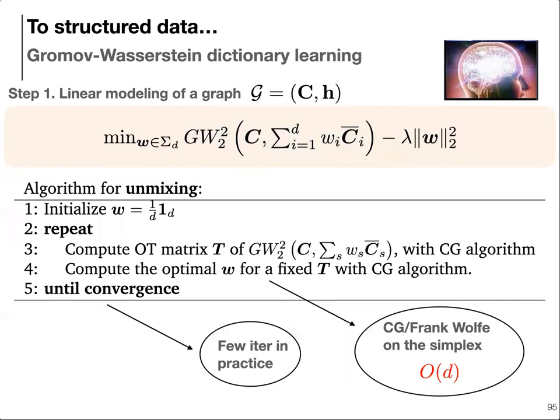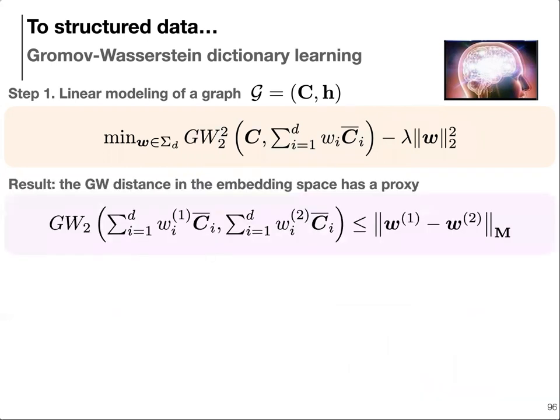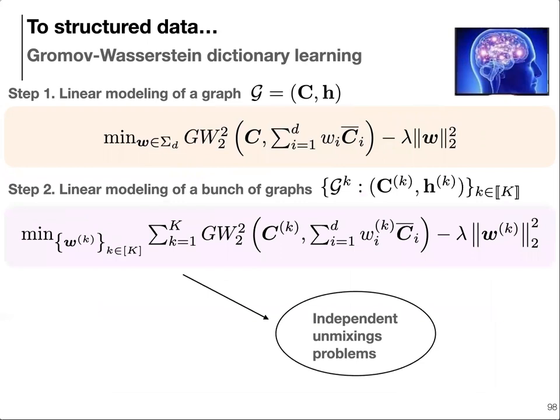So how can we solve this? It's quite easy to solve, actually. But I will skip this part, and I will skip this one too. Sorry. So step one is doing the unmixing part. And now, how can we solve this for all the graphs in my data set?